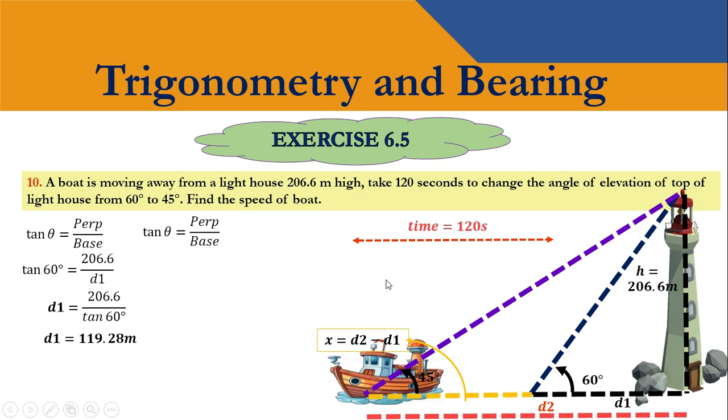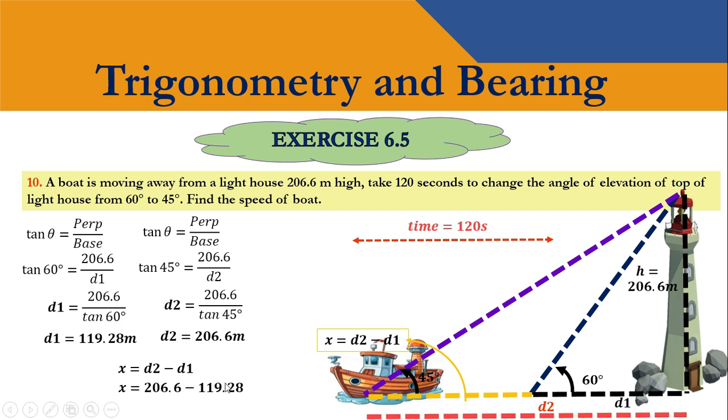Now the boat moves after 120 seconds. The scenario has changed. The angle is 45 degrees, but the lighthouse height remains the same, and d2 will change. So d2 will be equal to 206.6 meters. Now we are interested in finding the distance from the initial position to the final position. So x is equal to d2 minus d1.